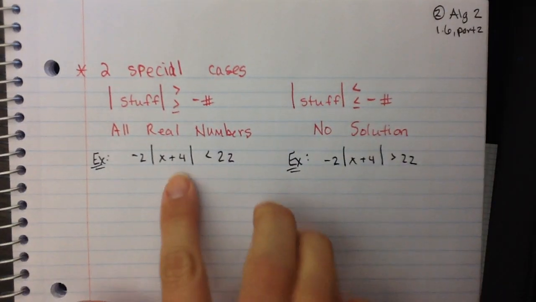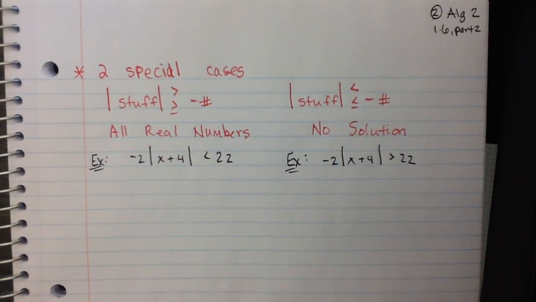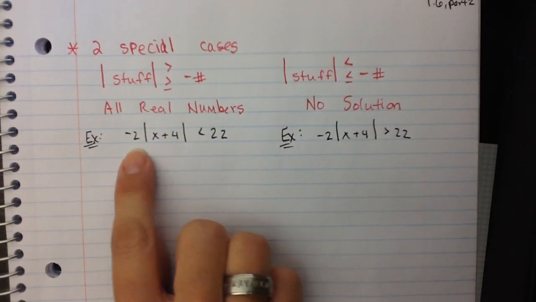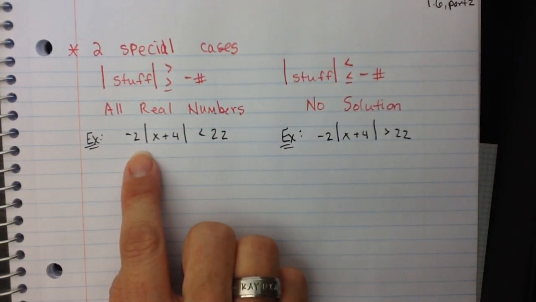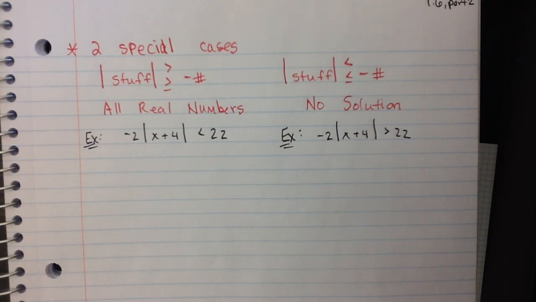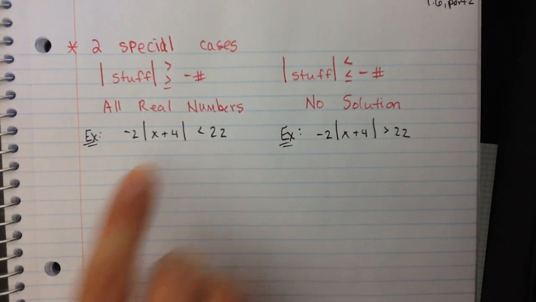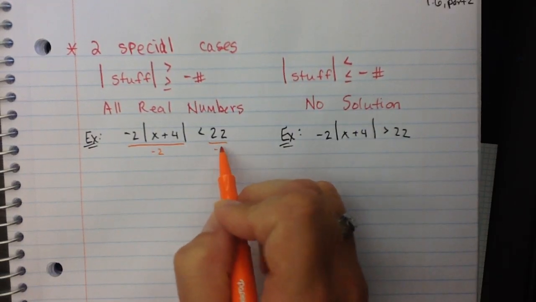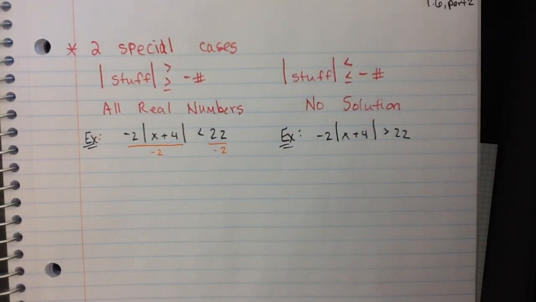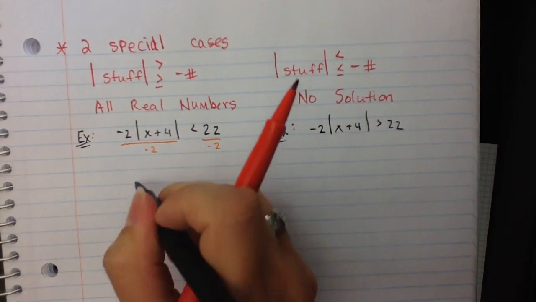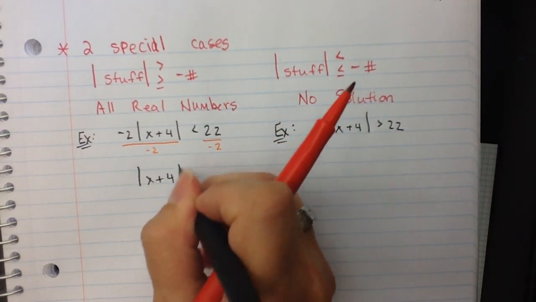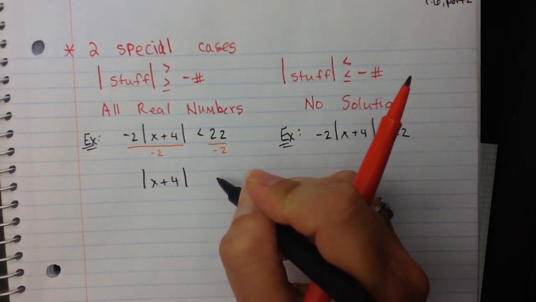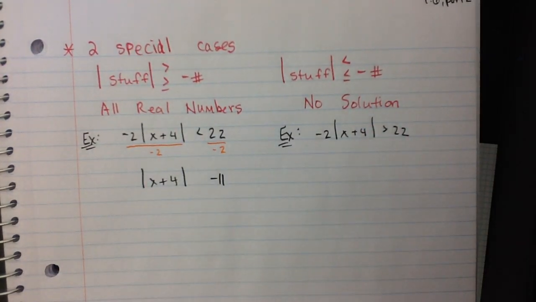I'm giving you basically the same example, but I'm reversing that symbol. Just like when we were solving before, it's really important to isolate your absolute value before you make a decision about what kind of problem it is. So you can see here, I'm going to need to divide both sides by negative 2. So on the left-hand side, I then have absolute value x plus 4. And on the right-hand side, I have negative 11.